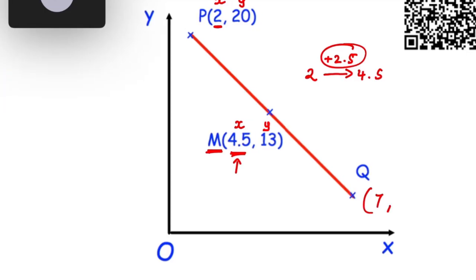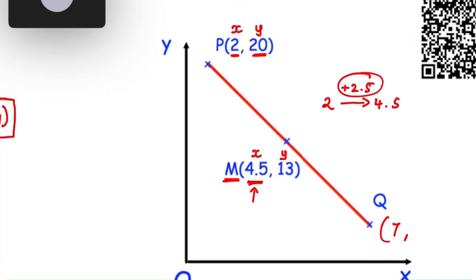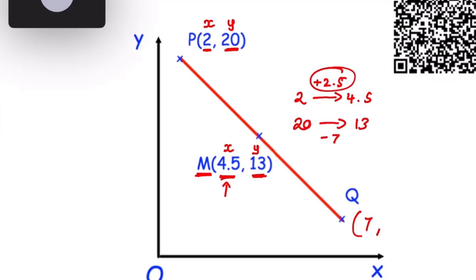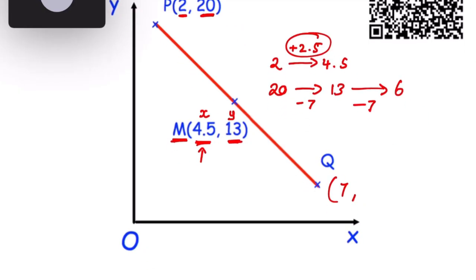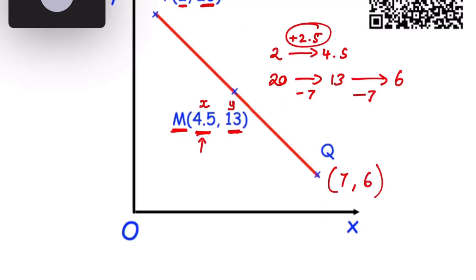Okay, and if we compare the y coordinates, we have 20 over here, and then we've got 13 over here. Okay, so 20 to get to 13, we've subtracted 7. So that means to get to the y coordinate of Q, we also have to do the same thing. We have to subtract 7. Okay, so we're going to subtract 7 from 13, and that's going to give us 6. Okay, so the coordinates of Q is 7, 6.